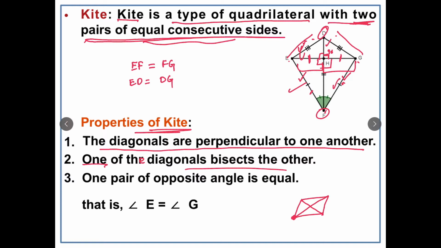The third one is that one pair of opposite angles is equal. In the kite, you will always find that one pair of opposite angles is equal. For this example, the angle E is equal to angle G. These two angles are equal. So these are the properties of a kite. Basically, in a kite, there will be two pairs of consecutive sides which are equal in length. Second property, diagonals will intersect each other perpendicularly. And the third and last one is that one pair of opposite angles will be of equal measure. Okay, these are the properties and the definition of a kite.